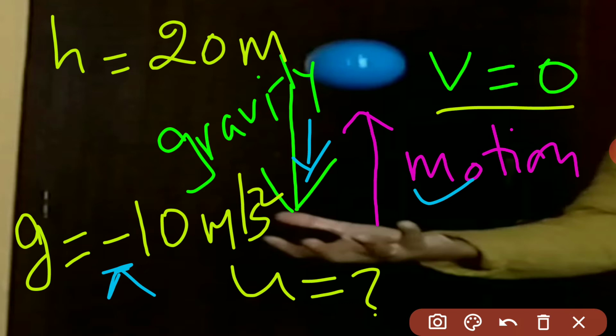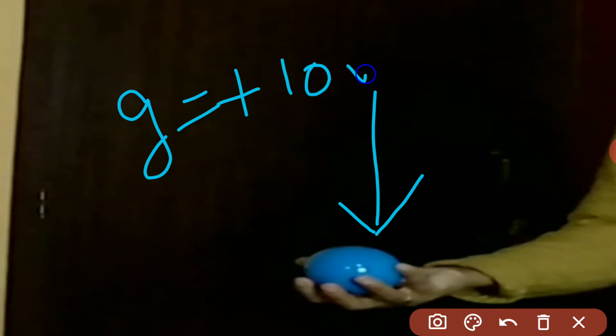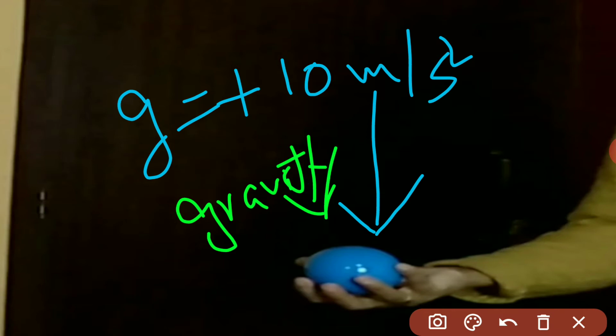Now we can understand the downward motion part. When the ball came down, what should be my acceleration? It should be positive 10 meter per second square, right? Because the force was also acting downwards, gravity is acting downwards. So in this case it is taken positive. I hope you understood till here.